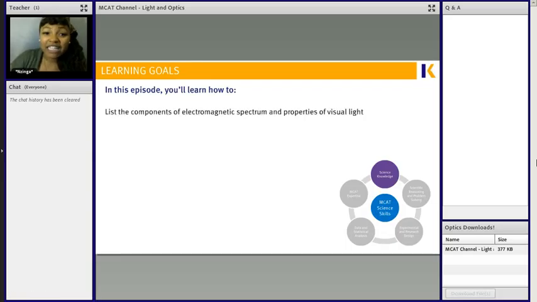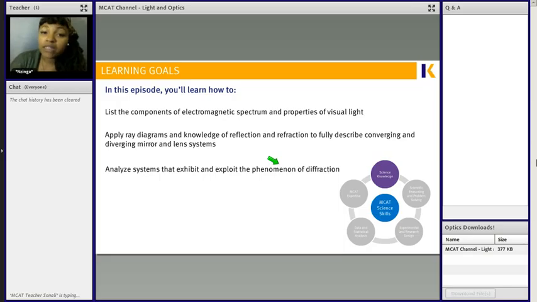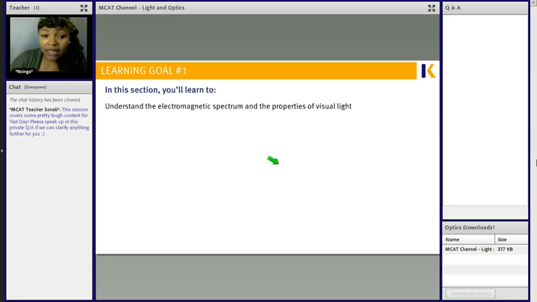So we're going to be taking a look at the different components of the electromagnetic spectrum, and then we're going to delve into the idea of visible light and what you need to know about visible light when it comes to testing. We'll also take a look at the idea of the ray diagram. I know that ray diagrams can be very confusing for students, so we're going to break them down and see what you should be getting out of them when it comes to testing. We're also going to be taking a look at the systems that are going to be exploring diffraction so that we can see how light is going to bend and how that is going to affect various aspects of light. So with that idea, let's dive right into it.